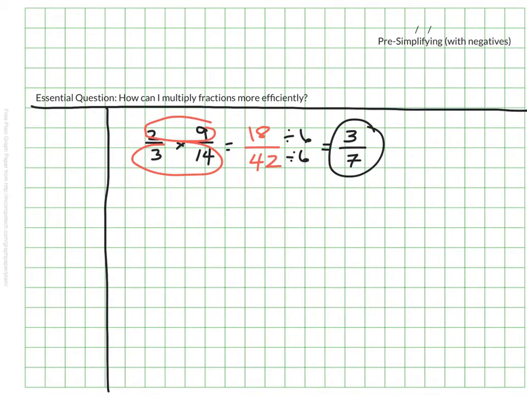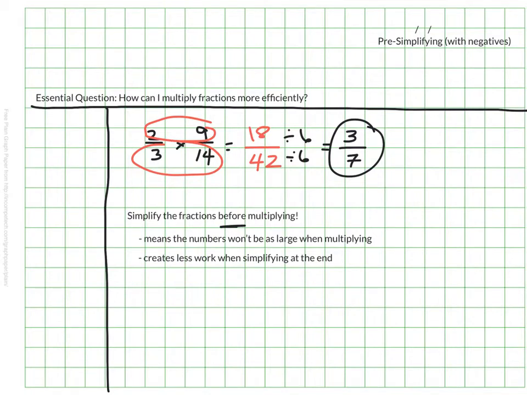However, I like to do a process of kind of pre-simplifying. And that simply means that I like to simplify my fractions before I even do any multiplying. That means that I don't have to multiply numbers that might be really large, and it also means I'll have less work to do when it comes to simplifying at the end.